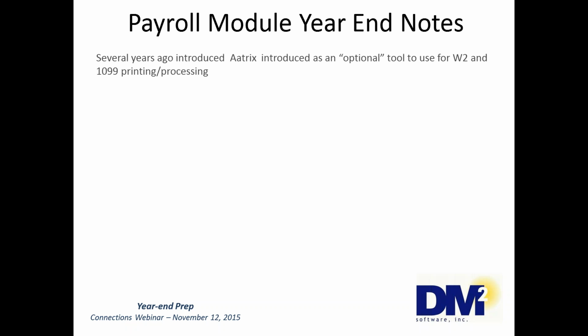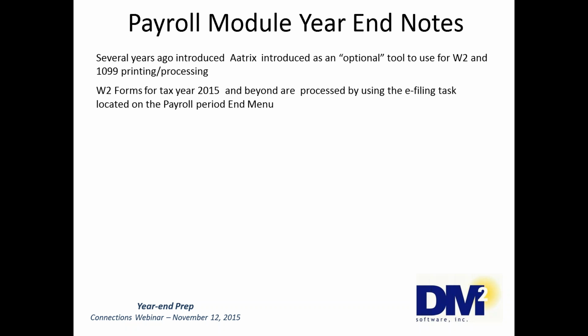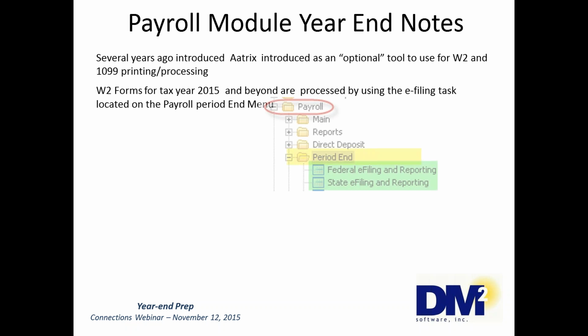Several years ago, Atrix was introduced as an optional tool to use for W-2 and 1099 printing and governmental reporting for payroll. Now it's required. For W-2 forms for tax year 2015 or beyond, you must use the e-filing tab located in the payroll period end menu, so federal e-filing and reporting. This is not only for W-2, but also for all your governmental forms, your 941s and your 940s, and there's a whole bunch of options there. Again, we're going to really go into it in depth.